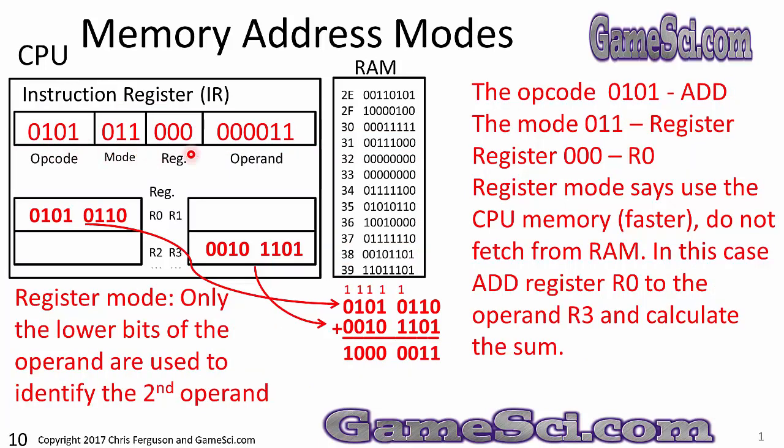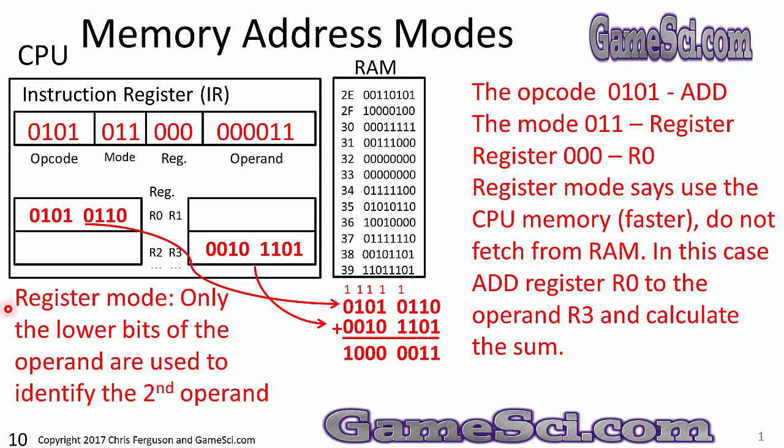Looking at a new instruction loaded into the IR, the 4 bits in the opcode are 0101. That's the opcode for the add instruction. The mode bits 011 are set to register mode. And the register we want to use is 30, so we're going to use R0. Register mode says use the CPU memory, which is faster. Do not fetch from RAM. In this case, add register R0 to the operand R3 and calculate the sum.